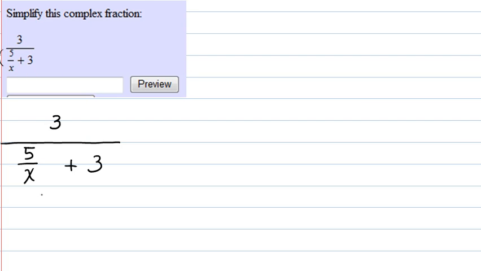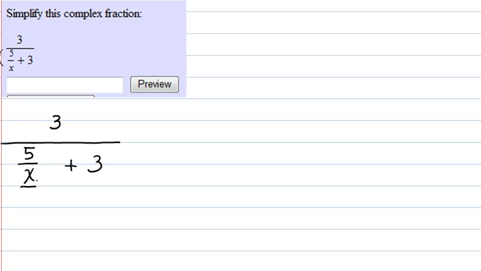So the first thing I've done is rewritten the fraction because I like to leave a lot of room. And what we're going to do is get rid of the fractions within the larger fraction. And to do that, you look at all the denominators. And in this case, the only denominator is x. And so the common denominator would be x.